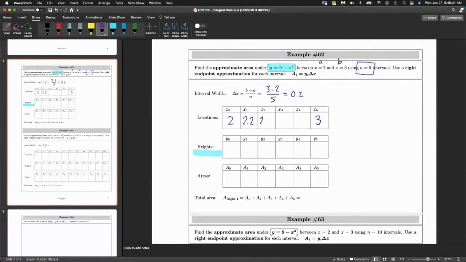So 2.2, you can just count it out. You don't need a fancy formula for this. You do need the fancy formula if you ever want to do the actual proof, which is beyond the scope of this course, but there you go for that.